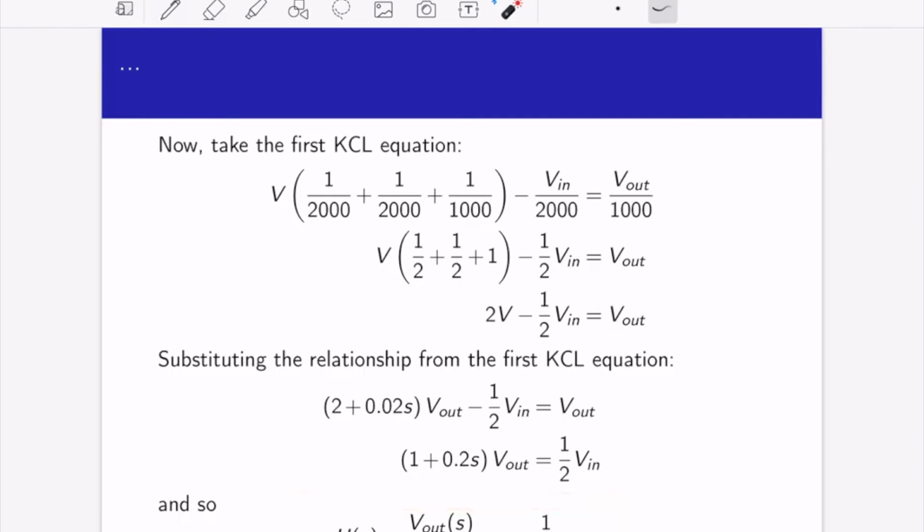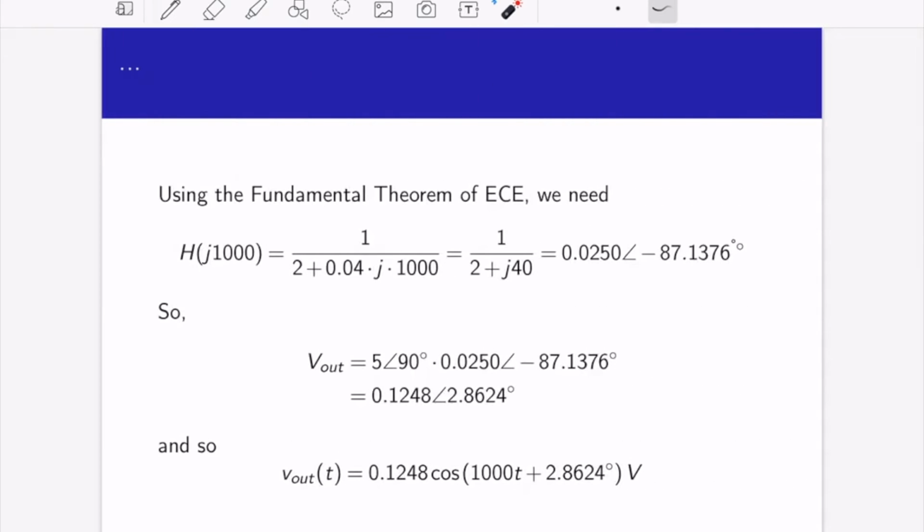This is exactly what we did when we were analyzing passive circuits. So now, using the fundamental theorem of electrical and computer engineering, we are going to plug in our particular frequency of interest.